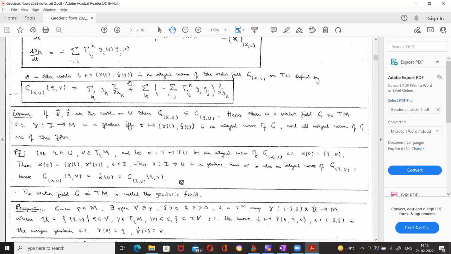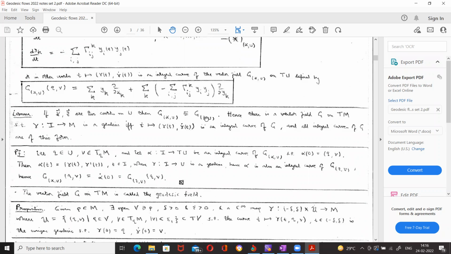So in terms of the coordinates, remember that our coordinates are x1 to xn, y1 to yn. So the basis for the tangent space of the tangent bundle will be spanned by del del xk and del del yk. So in terms of this basis, this vector field G is given by this formula. And then what we showed finally is that this vector field, which a priori might depend on the choice of coordinates x1 to xn, actually does not.